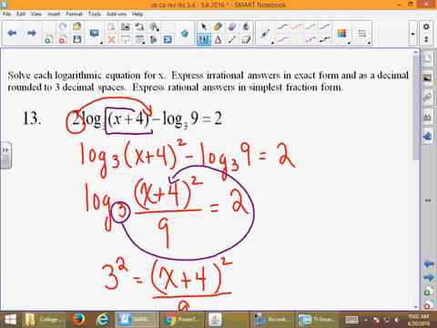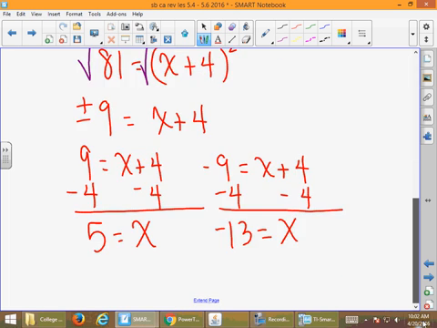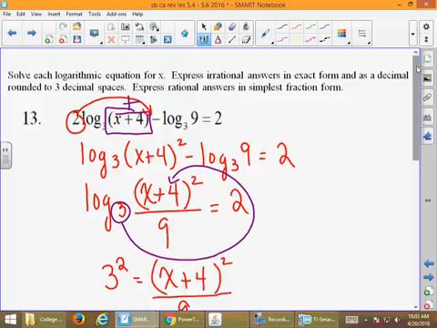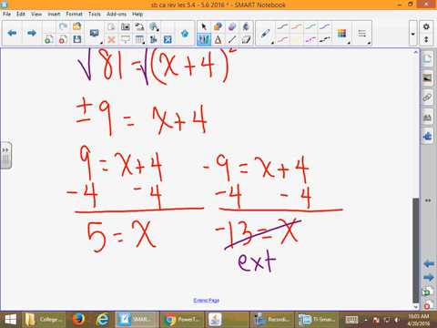And looking at this negative 13, since that was what we were just talking about, that value needs to be positive. But negative 13 plus 4 is negative 9. So negative 13 here is extraneous. But our 5 here, 5 plus 4 is 9. That is a positive value. So our solution is 5.